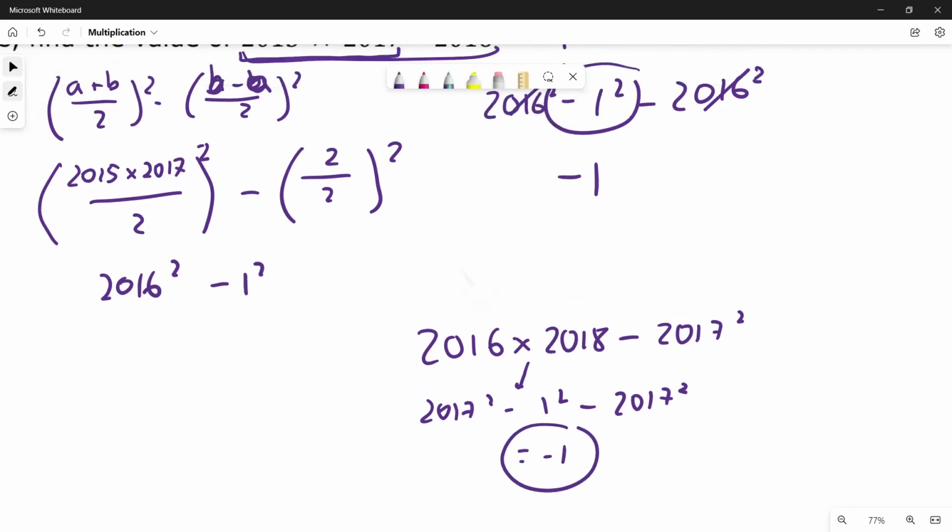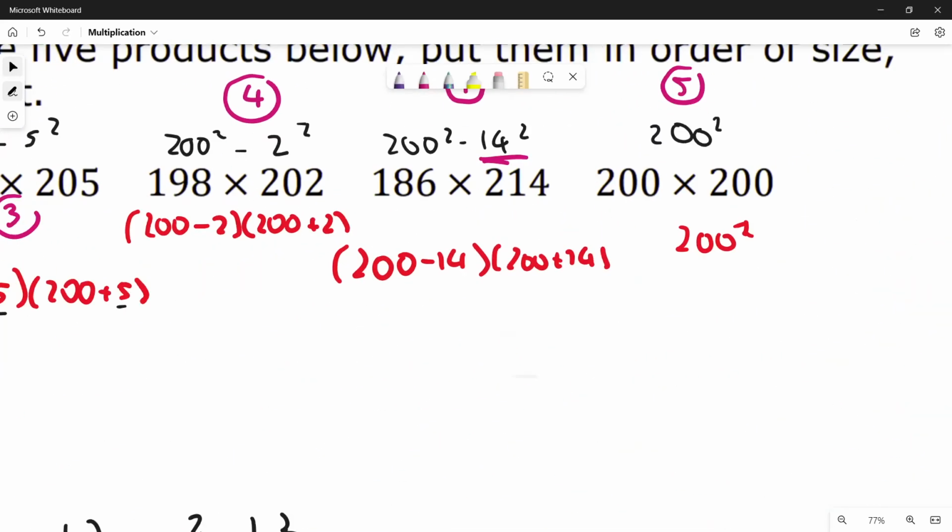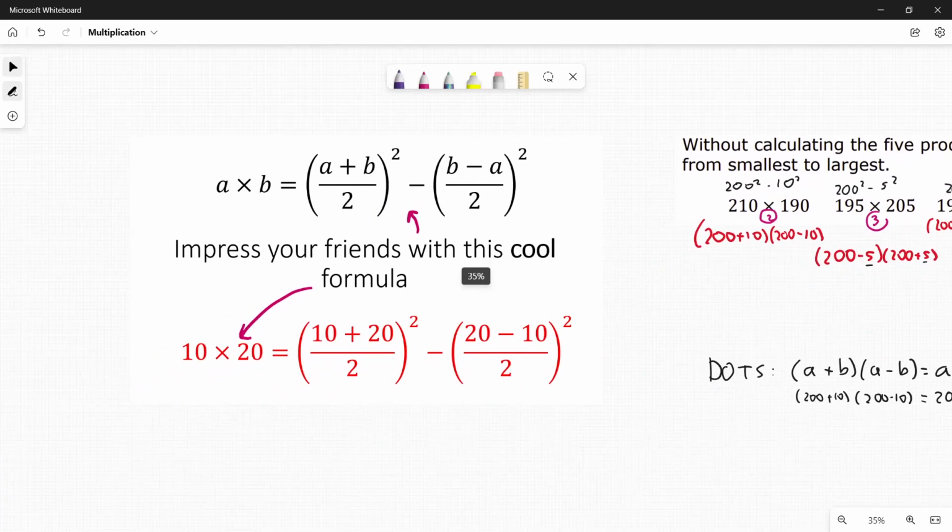How neat is that? So next time you're doing a multiplication, see if you can use this funky new formula to do it.